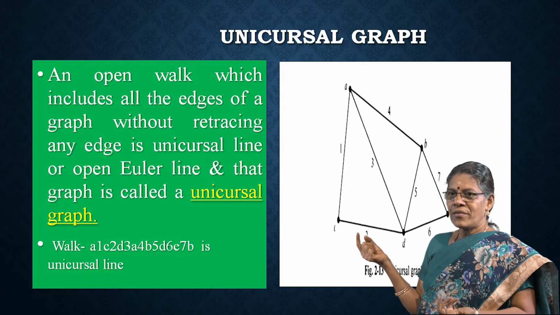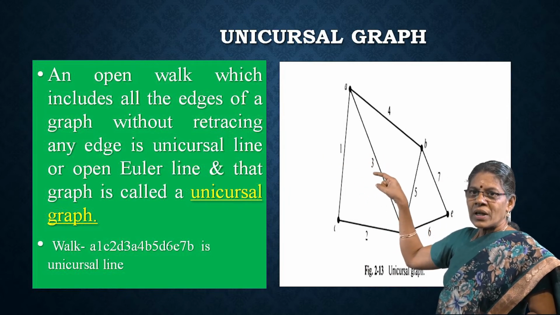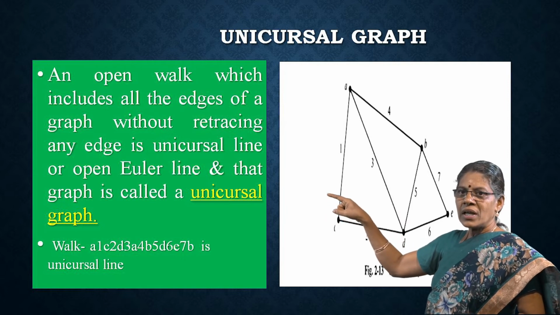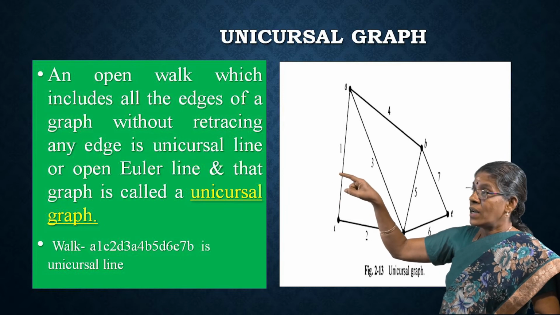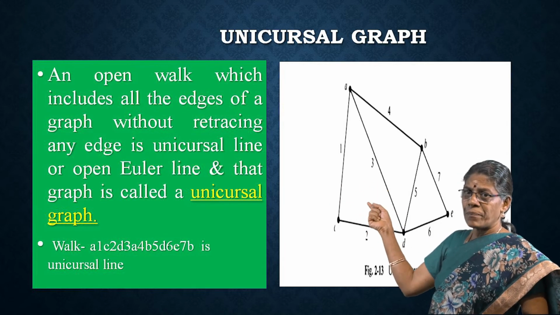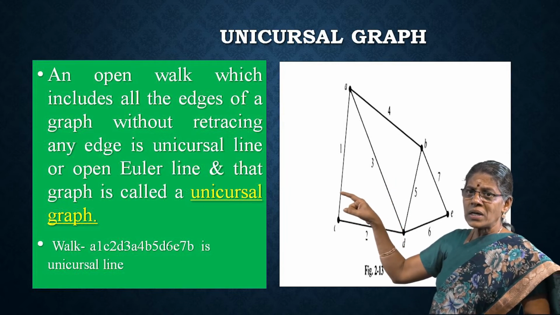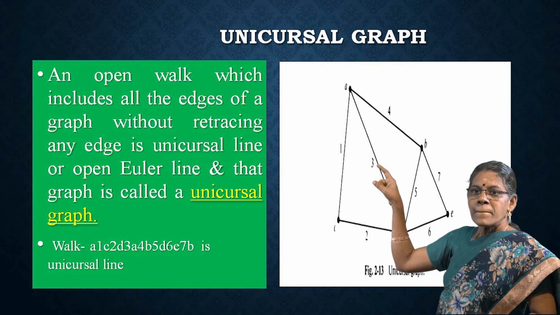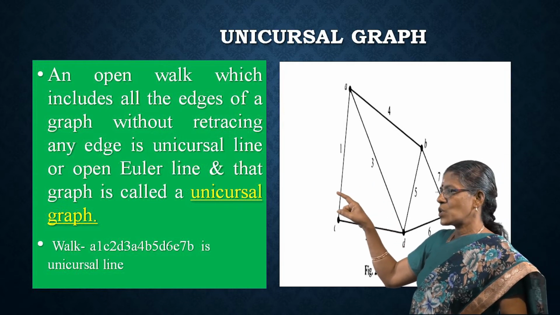See that in the unicursal graph, the walk starting from A, 1, C, 2, D, 3, A, 4, B, 5, D, 6, E, 7, B. Note that here we start with the vertex A, but end with the vertex B. This is an open walk in which no edge is repeated. So A1C, 2D, 3A, 4B, 5D, 6E, 7B. A vertex may be repeated, but no edge is repeated. It's an open walk and is known as a unicursal graph.